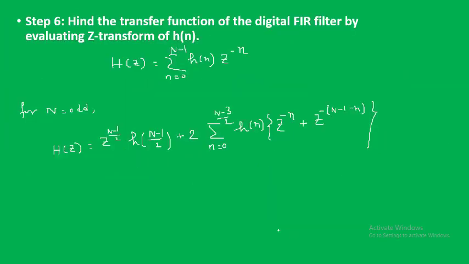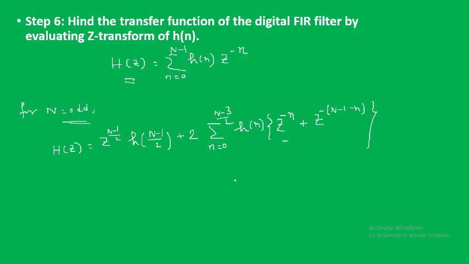Similarly, this is the most important part here, the transfer function of the digital filter. So for that we need to perform the Z transform, and that is given as summation n equal to 0 to N minus 1 h of n z to the power minus n, and for N odd it is given as z to the power minus (N minus 1) by 2 h of (N minus 1) by 2 plus twice of this thing. So here you see z to the power minus n.